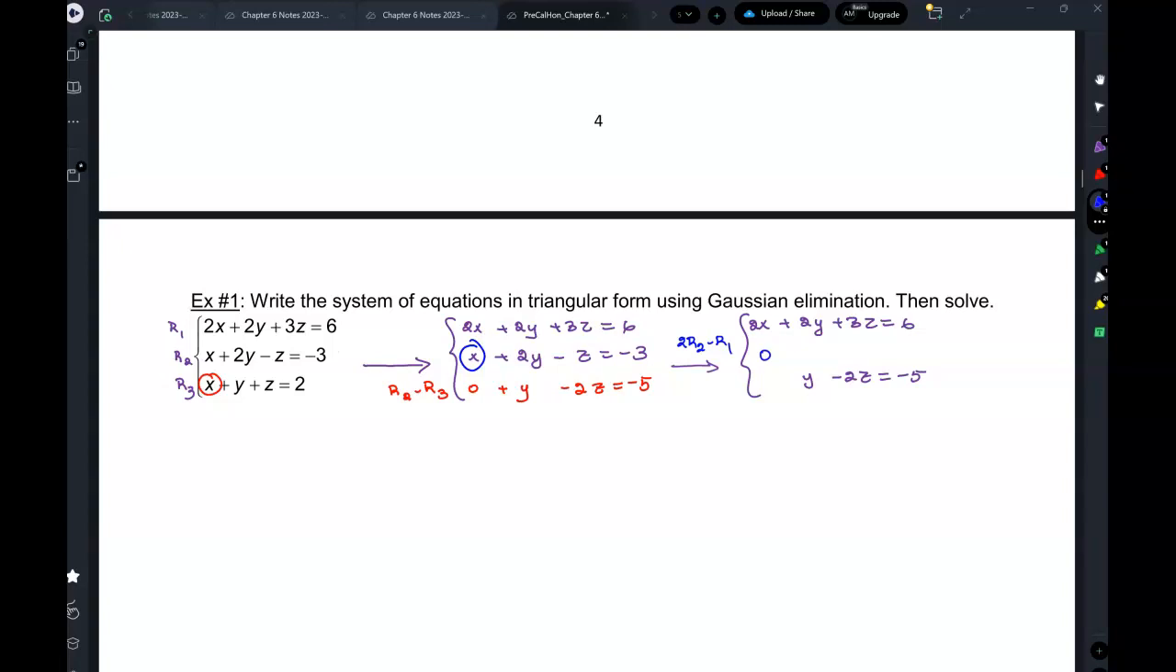Now, you come over here. 2 times 2y minus this is 2y. Okay? What's the next one going to be? 2R2, negative 2z, minus 3z, negative 5z. 2 times negative 3, negative 6 minus 6, negative 12.